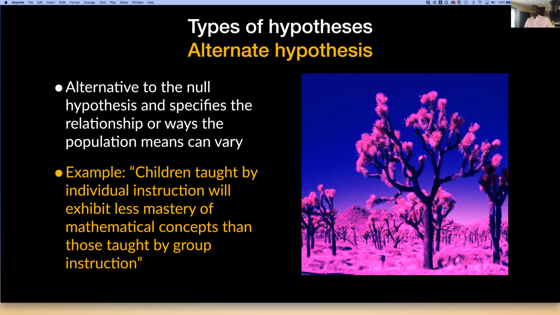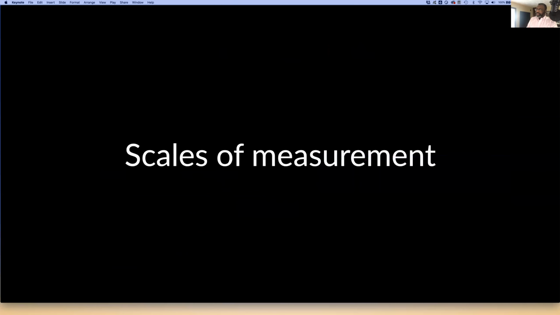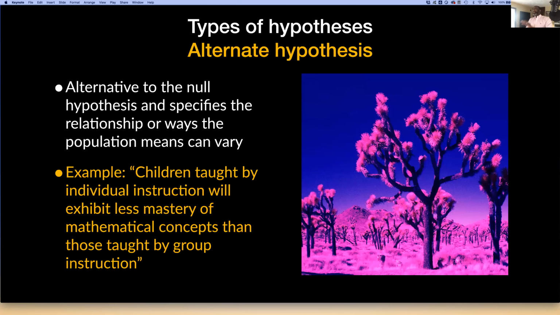So all alternate hypotheses are the alternate to the null and specify the relationship or ways in which a population mean can vary. Children taught by individual instruction will exhibit less mastery of mathematical concepts than those taught by group instruction. So that's the alternate hypothesis. When we get into inferential statistics, I will probably do another quick 5-10 minute review of all of this, so that it's fresh before we go into application.